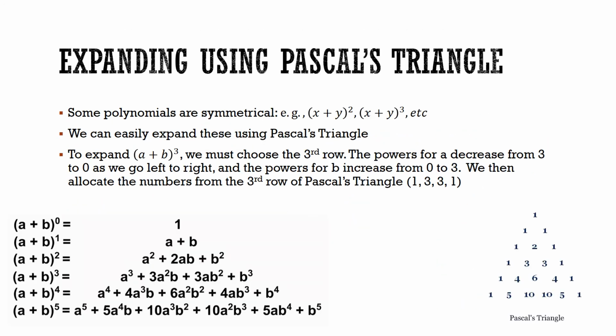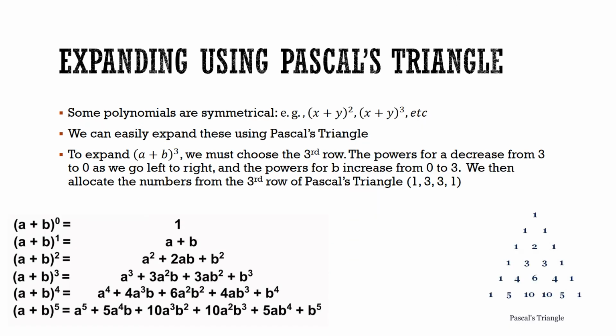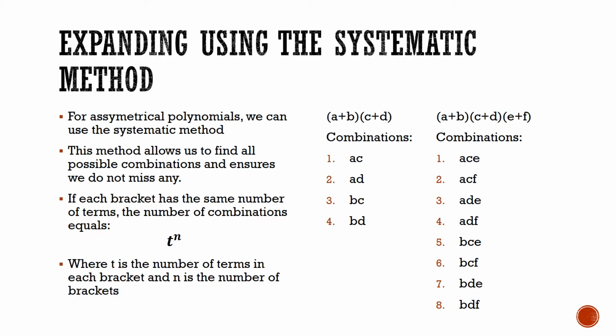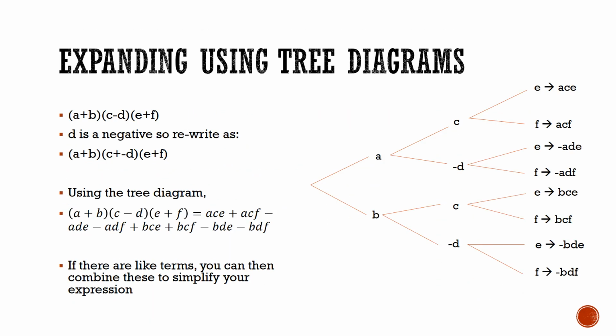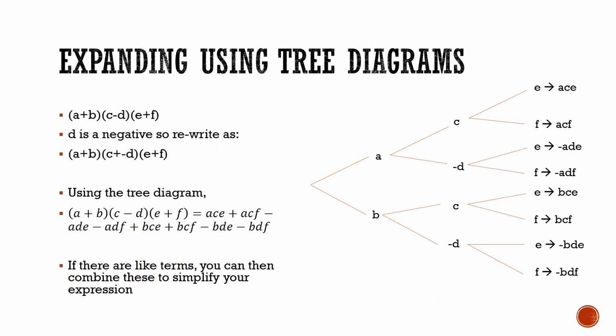Okay, so these are the 4 methods that you can use, and they apply differently. The box method is great if you have 2 terms and 2 sets of brackets. Pascal's triangle is great if you have symmetrical brackets. And then the systematic method and the tree diagram are long-winded and annoying, but they will work for any situation.